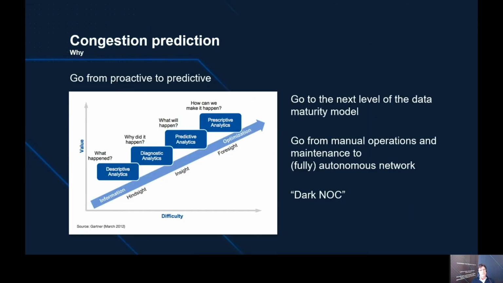But also, a third reason to invest in predicting congestion is that you want to grow as a company on the data maturity ladder, if you like. This model, this diagram, is called the data maturity diagram. It's from Gartner. It has four levels, and it says something about the maturity of your organization, how mature you are in the data-driven world.